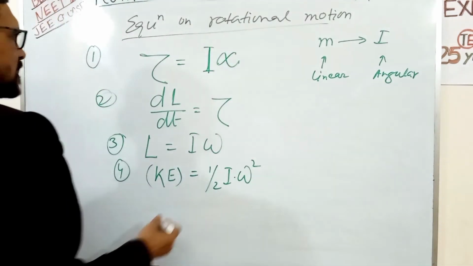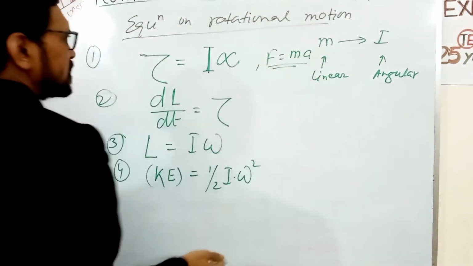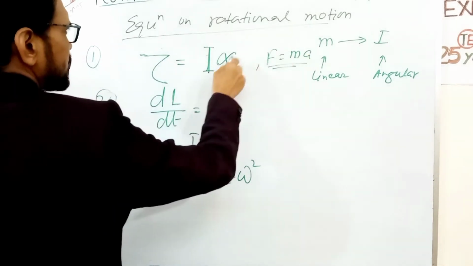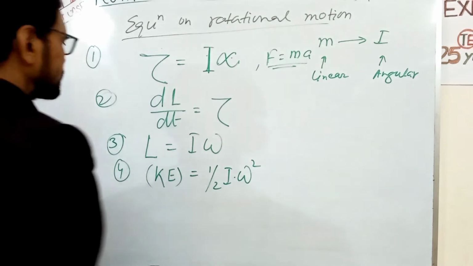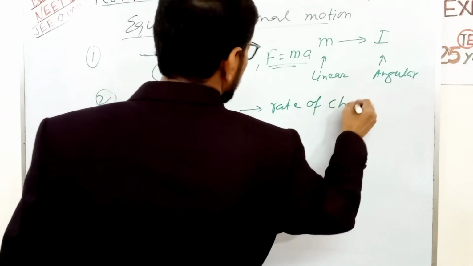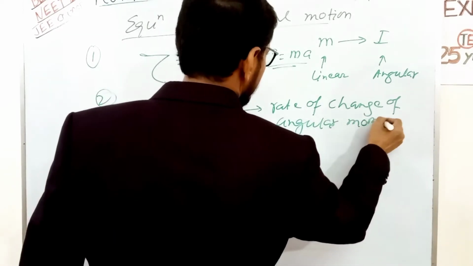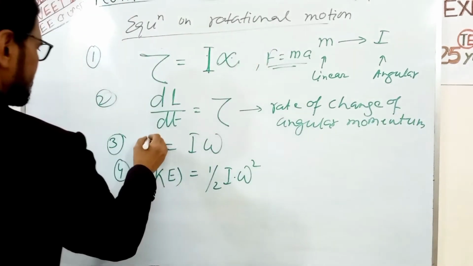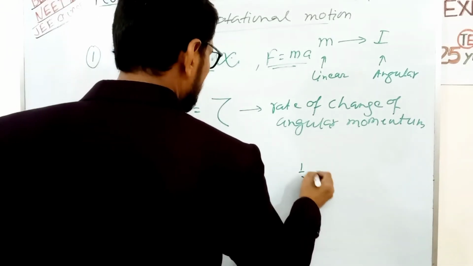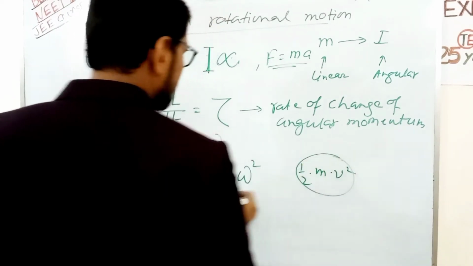In linear motion, force equal to ma. In angular motion, force is replaced by torque, m is replaced by I, and a is replaced by alpha. And dL by dt means rate of change of angular momentum, and angular momentum L equal to I omega, kinetic energy equal to half I omega square. In linear motion, kinetic energy is half m v square. This is for linear and this is for angular.